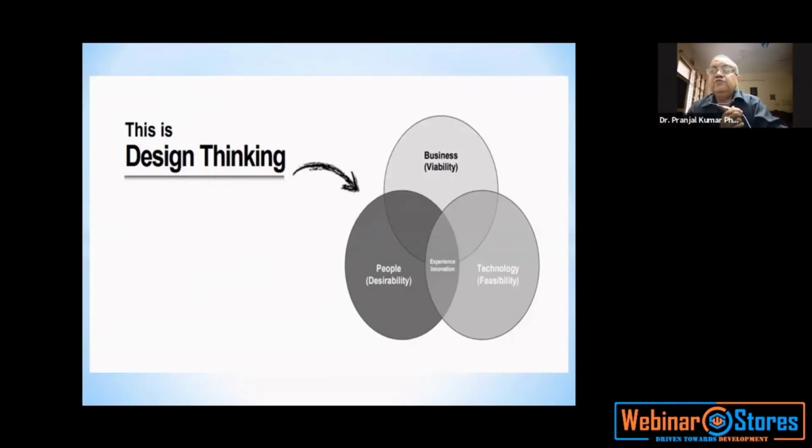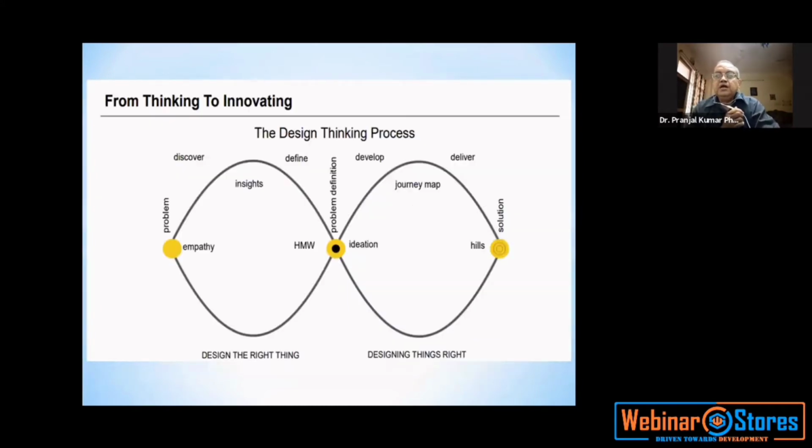You can say it involves business, which is viability. It involves your people for desirability. It involves technology for feasibility. And finally, all these three, your viability, your desirability, and your technology, need to combine together to have solutions in the context of the customer's experience in a human-centric way. So this is a very uniform, known and standard infographic related to design thinking.